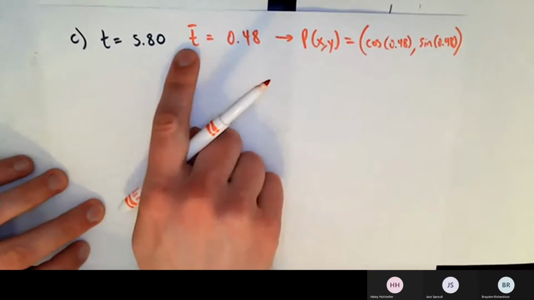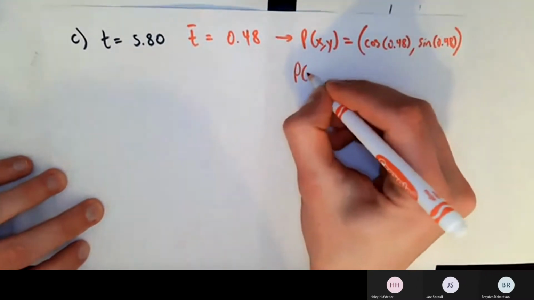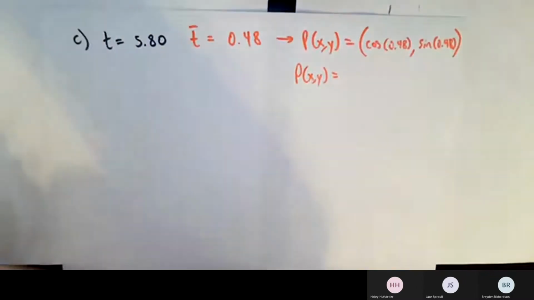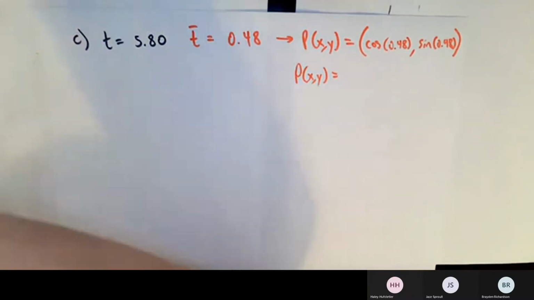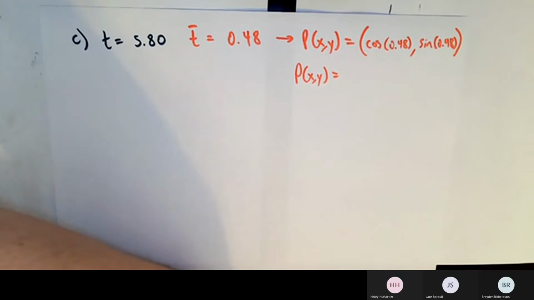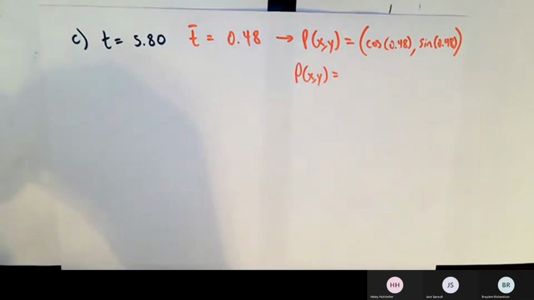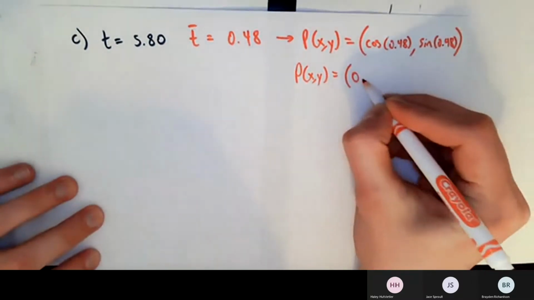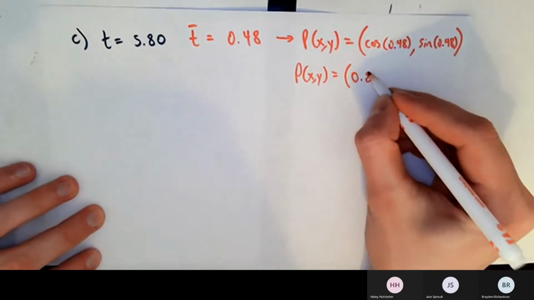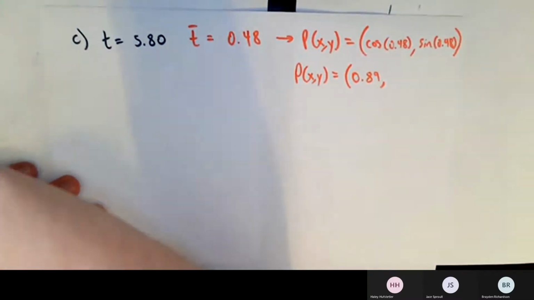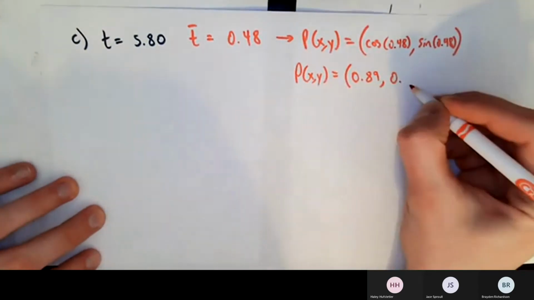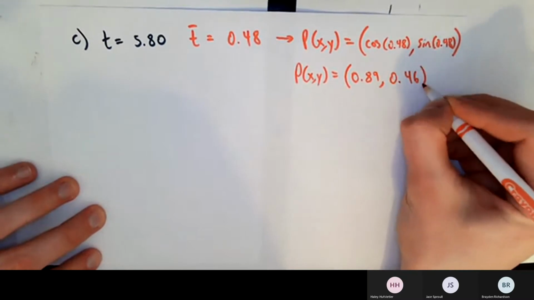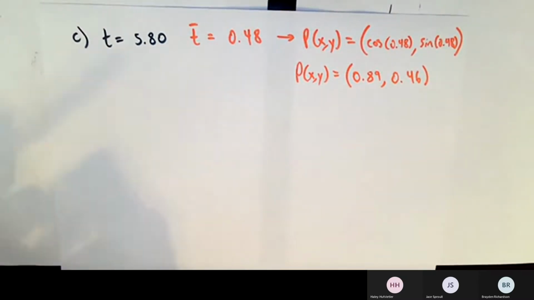And I'm finding it for the reference value right now. So that's going to give me P of x, y equal to, and I didn't write it down, so give me one second. I've got to calculate that. 0.48, and make sure I'm in radian mode for sure. Cosine gives me, I'm just going to round to 0.89, and then sine of 0.48 is 0.46. Okay, almost done.